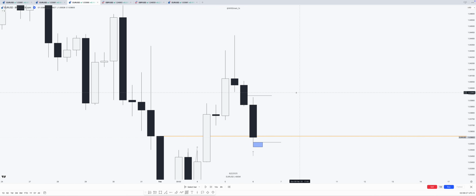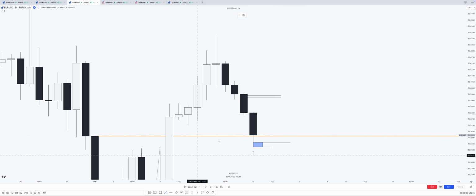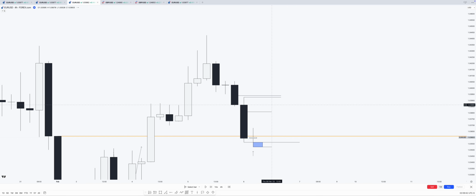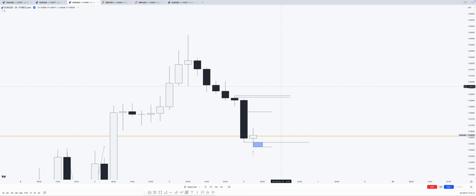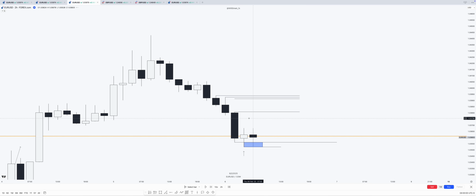I'm changing the time frame, in this case to 8 hours, and every single high of the previous candles is my draw on liquidity. 5 hours, this high as well. 4 hours, I already marked this draw on liquidity. 3 hours, this one. So all of these highs are my draws on liquidity. We can be doing this with all of the time frames.